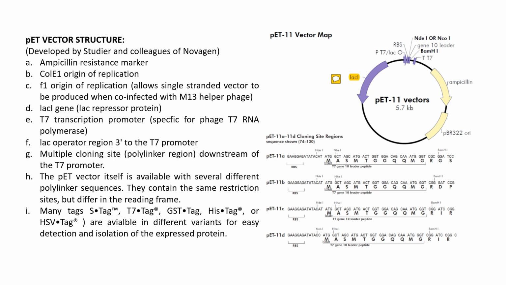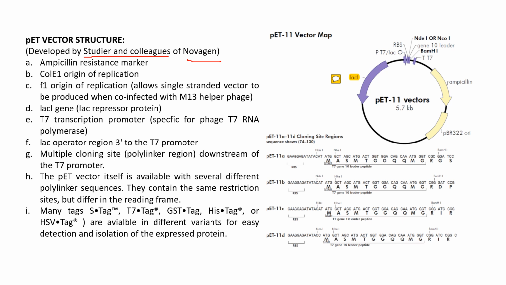To understand the expression of heterologous gene in E. coli system, I have chosen the PET vector system. PET vector is a very useful vector. This has the T7 promoter. This vector was developed by Studier and colleagues of Novagen.